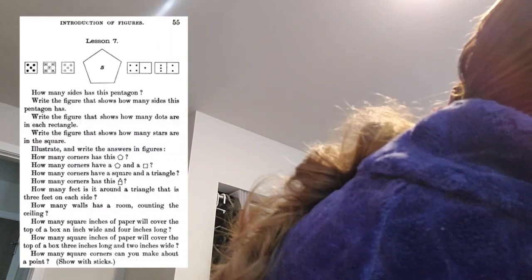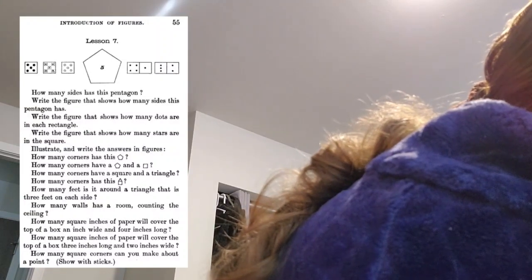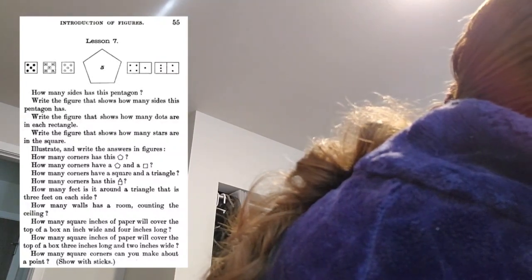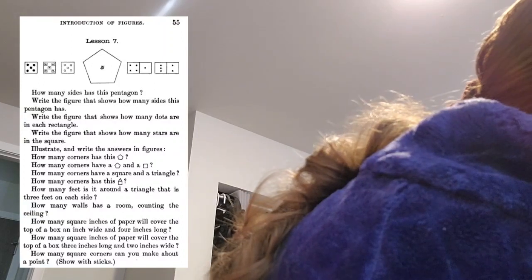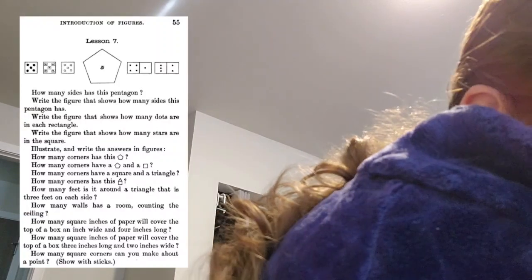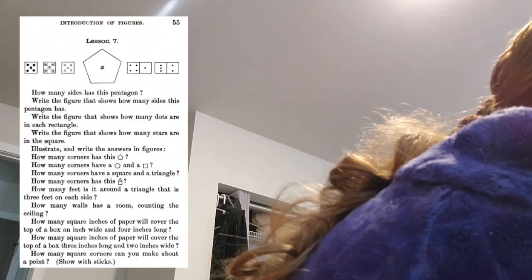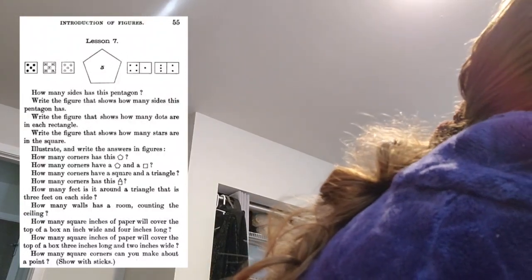How many feet is around a triangle that is 3 feet on each side? So that would be 9 feet, because you take the 3 feet and you multiply it 3 times. Or something like that. Or do you add it 3 times? I don't know.